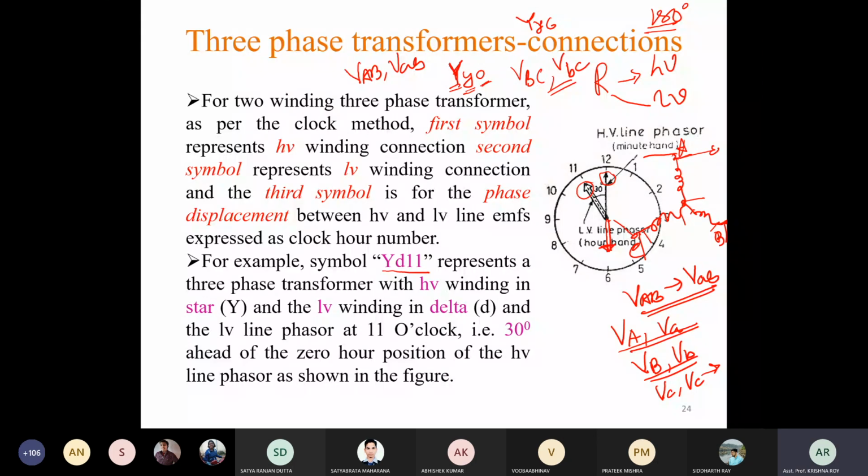Okay, so if it is YD11, that means low voltage line phasors are 30 degree ahead of the high voltage line phasors. If it is YD1, that means the low voltage line EMFs lag the high voltage line EMFs by an angle of 30 degree. Isn't it? Yes, sir. So that is how we will express different phasor groups.